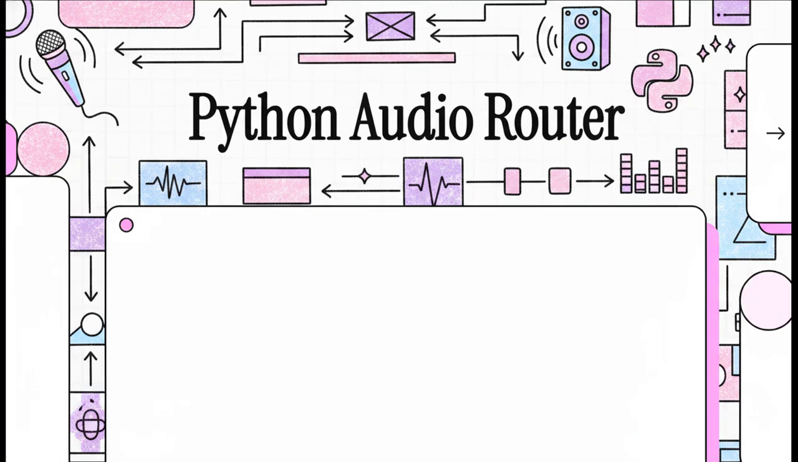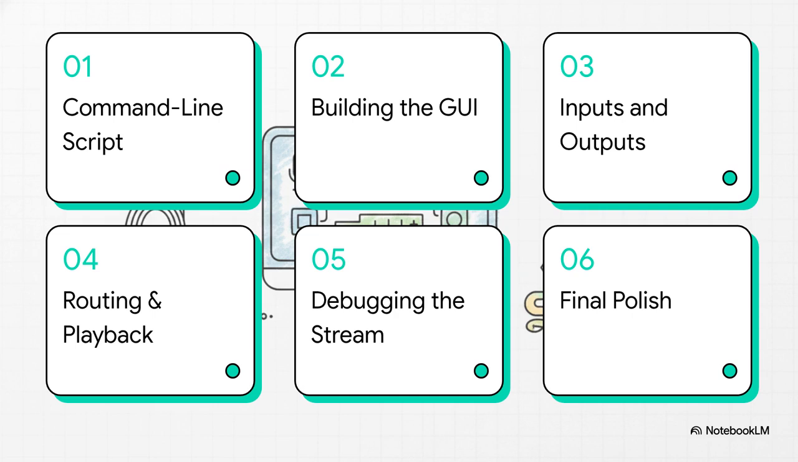Okay, let's dive right into this explainer. If you've ever found yourself wondering how pro audio software, like, say, Audacity, actually grabs sound from your mic and routes it to your speakers, you're in the right place. We're going to completely unpack the evolutionary journey of building a functional audio routing desktop app using Python right from scratch. We're breaking this down into 6 distinct phases.